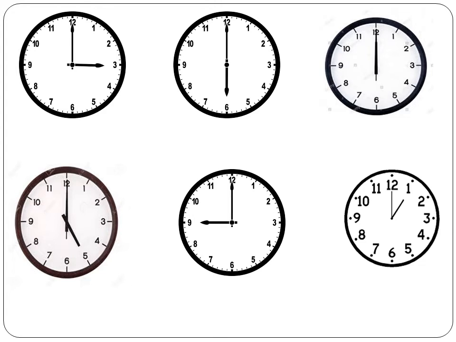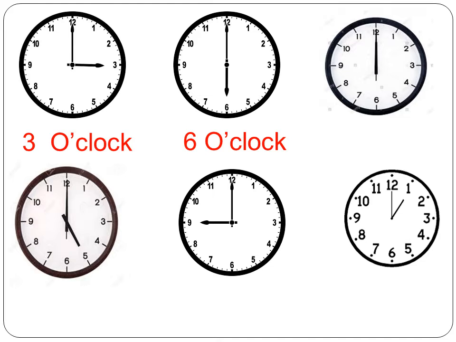Yes, children. Now we have to tell time in hours. Okay. You can see in the first sum, the minute hand is pointing towards 12 and the short hand, the hour hand, is pointing towards 3. Okay, tell me what is the time then? It is 3 o'clock. Next sum. Okay. The long hand is pointing towards 12 and the short hand is pointing towards 6. So what is the time? It is 6 o'clock.